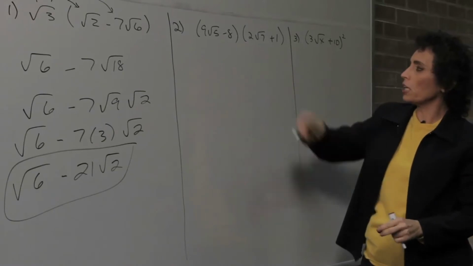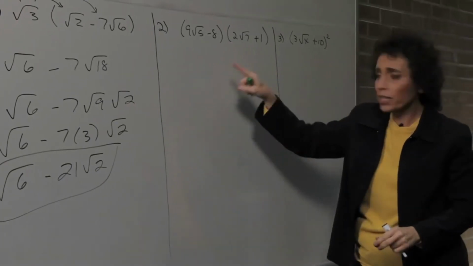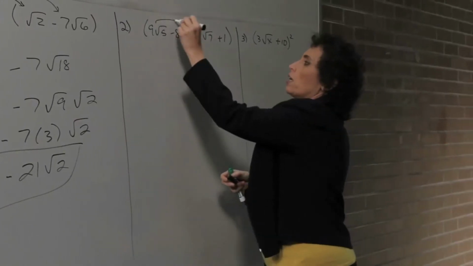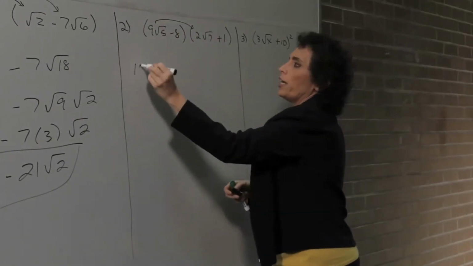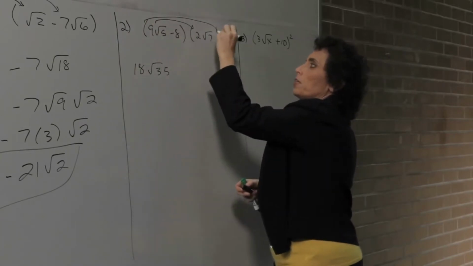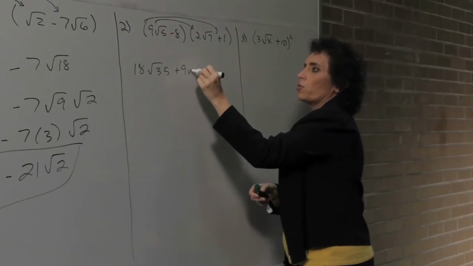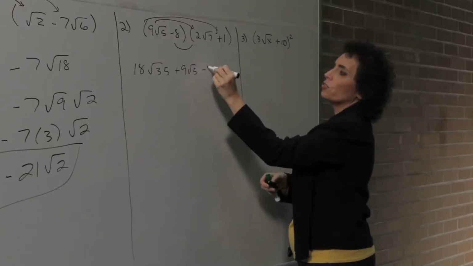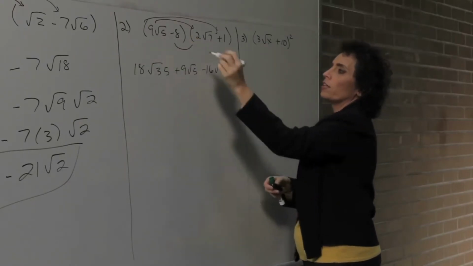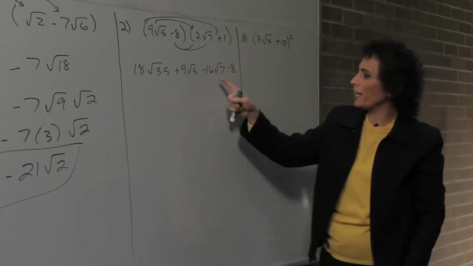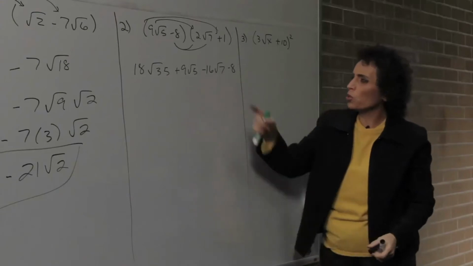Okay, let's take a look at this. Foiling or distribute, distribute, distribute, distribute. 9 times 2 is 18, square root of 35. That's a positive 9 square root of 5 minus 16 square root of 7 minus 8. Oh, I cannot combine anything here because no like terms.